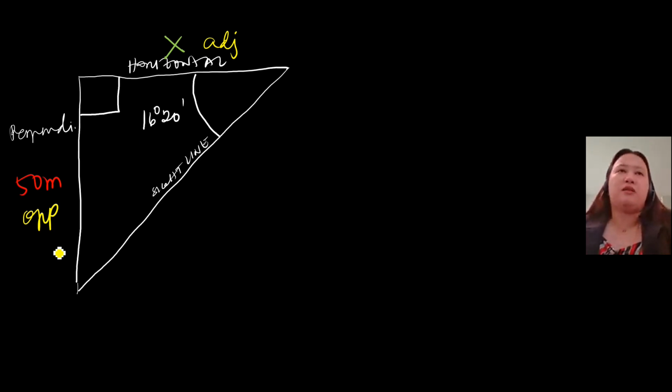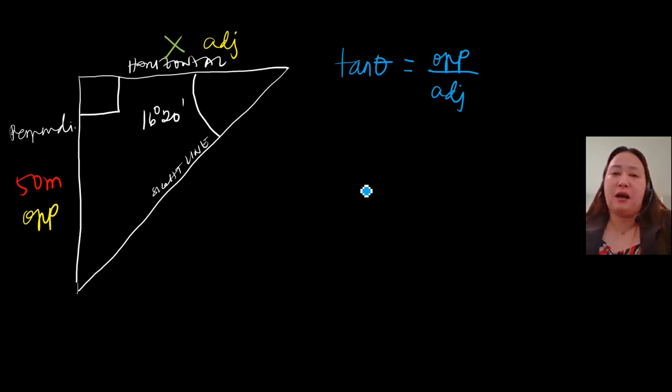Okay. Now, since we are going to solve for the side x, given a theta of 16 degrees and 20 minutes, and the opposite, which is 50 meters, here we can use a trigonometric function. What you need to do is think what trigonometric function can be used. We have here opposite and adjacent, so opposite over adjacent. So this is actually the tangent of theta.